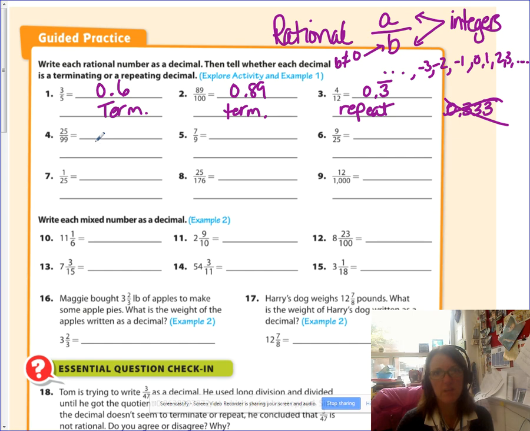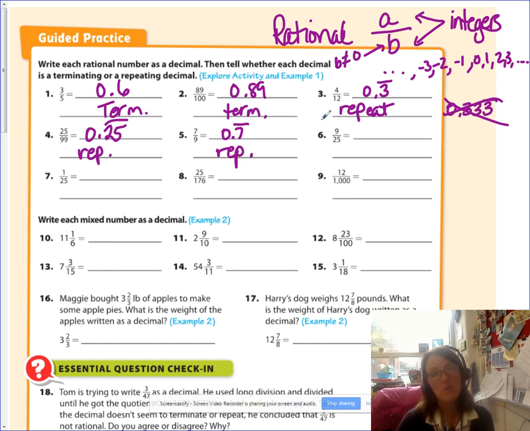25/99. This one was kind of cool. When you went and did this one, you should see that this ended up being 0.252525, and it's a repeating one. I'm going to abbreviate a little bit. 7/9. This one was cool too. You get 0.7 repeating.